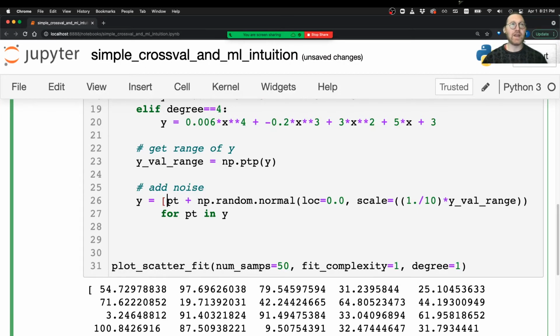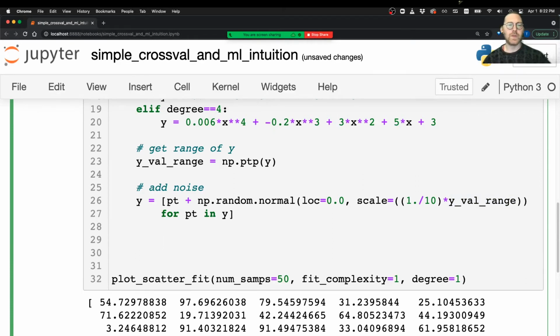So that is a comprehension. But notice how you can kind of talk through a comprehension. I can just say what's going on there, which I think is kind of cool. For every point, I'm going to add some random normal noise centered around 0, so a little above or a little below 0. And it's going to be 1/10 of the range of y for every point in y.